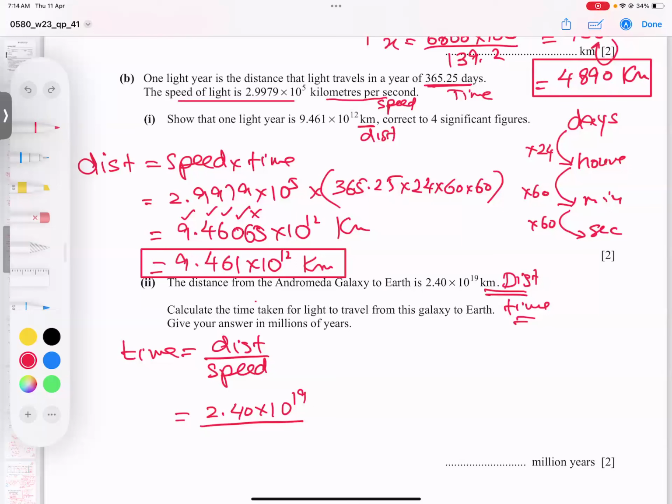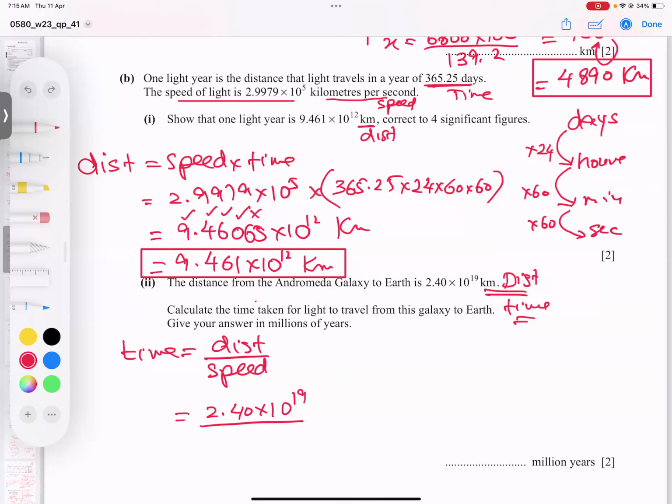Wait a minute, let me recheck what he's asking for here. No, wait a minute, students. What is he asking here? The distance of the galaxy to Earth is this much distance, okay? And the time taken, we have to calculate from galaxy to Earth, okay? So naturally, the speed is very clear, and we have this answer in the previous part. So the distance traveled we have given here, okay? So this answer, we have to use it here.